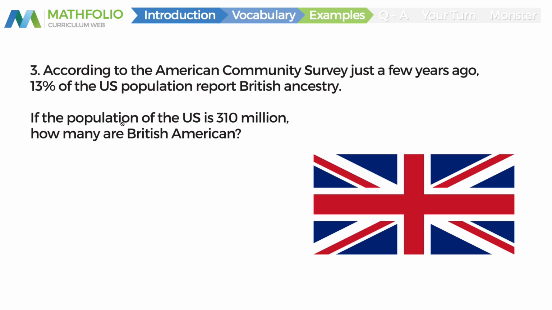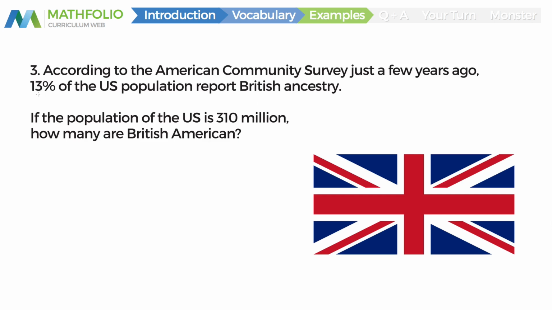Example number 3. According to the American Community Survey just a few years ago, 13% of the US population report British ancestry. So that's either full British origins or just part British, but they have some British ancestry. If the population of the US is 310 million, how many are British American? So assuming that they're going to identify as British American if they have British ancestry.